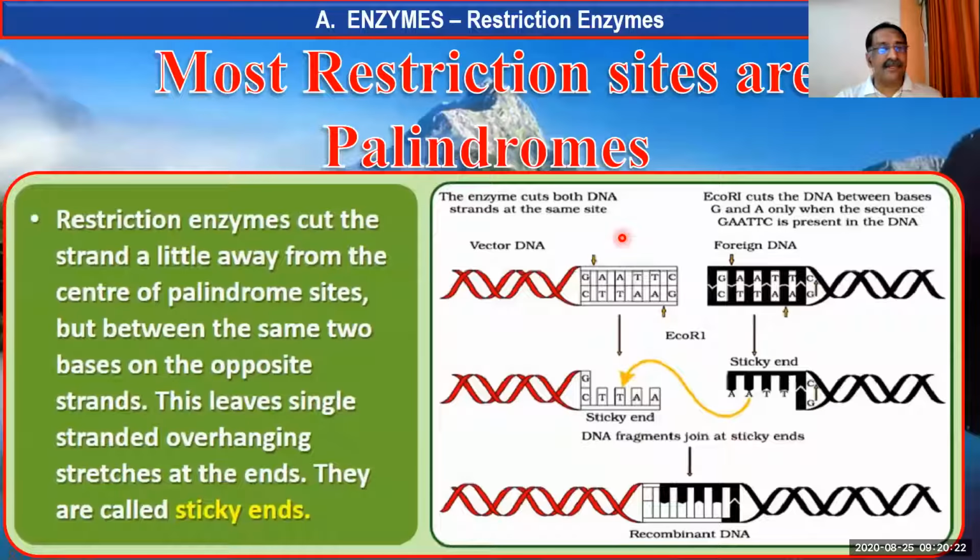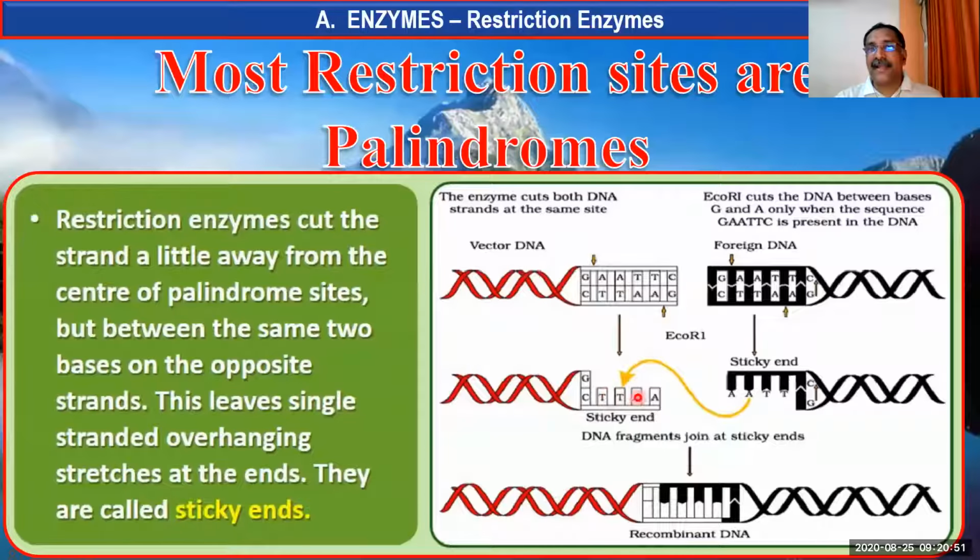In this picture, you are observing that the cutting will take place between guanine and adenine on one strand, and on the opposite strand, it will also take place at exactly the same location between adenine and guanine. Because of that, you can notice that there is a free end, one free end overhanging over there.